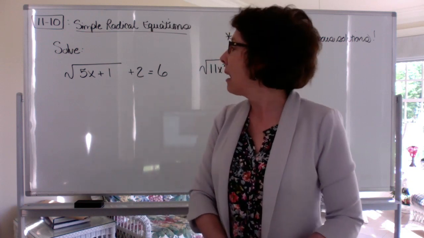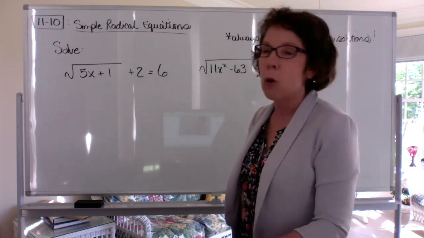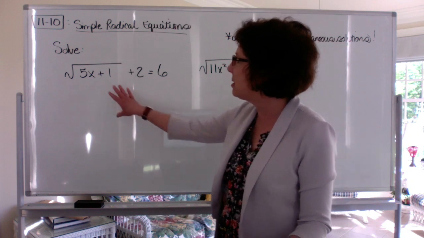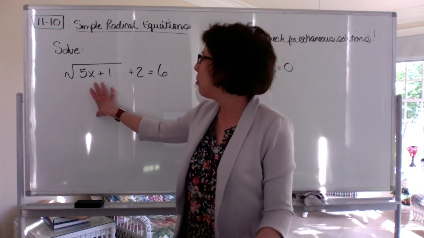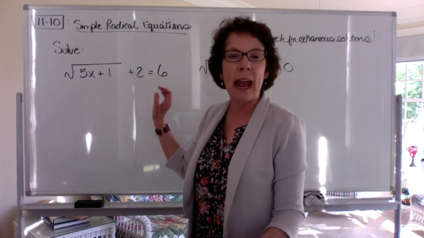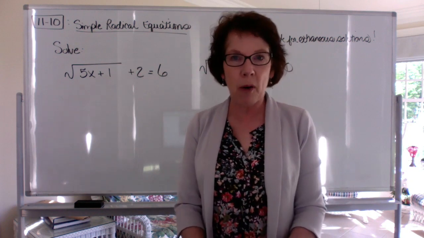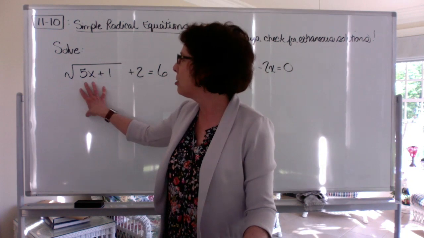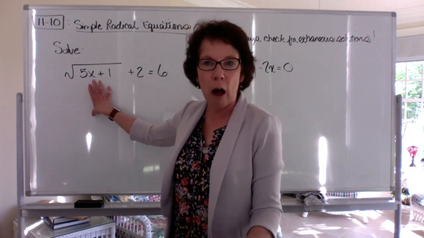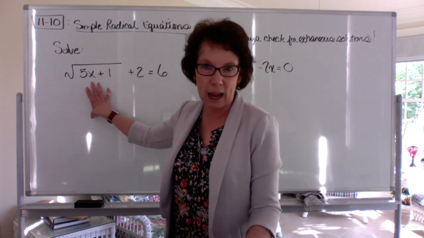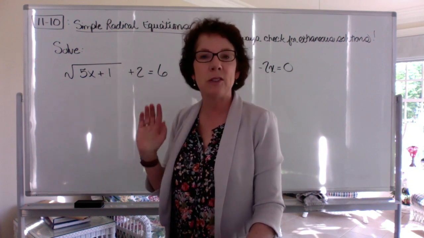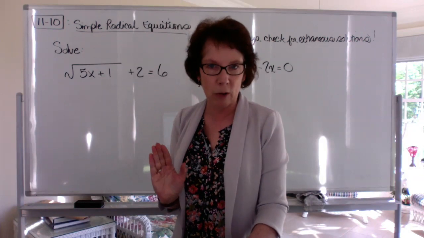Okay, so our last section is called Simple Radical Equations. Now we're going to take a radical and put it inside an equation and solve for the variable. We call it a radical equation not just because it has a radical term, but because the variable that we're solving for is part of the radicand. So our goal here first is to isolate the radical term.